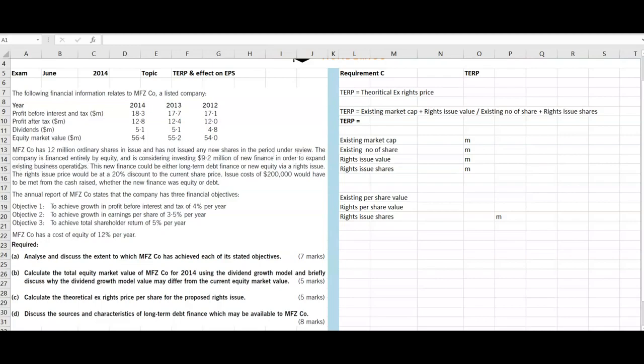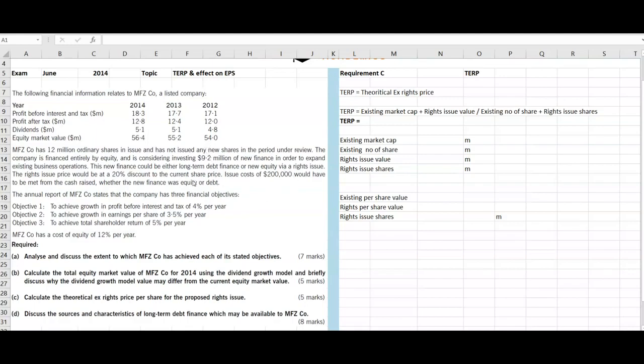The company is financed entirely by equity and is considering investing 9.2 million of new finance in order to expand the existing business operations. This new finance could be either long-term debt or new equity via rights issue. The rights issue price would be at a 20% discount to the current share price. So the issue cost of 2 lakh would have to be met from the cash raised, whether the new finance was equity or debt. So whichever we go for, we have to pay this 2 lakh.